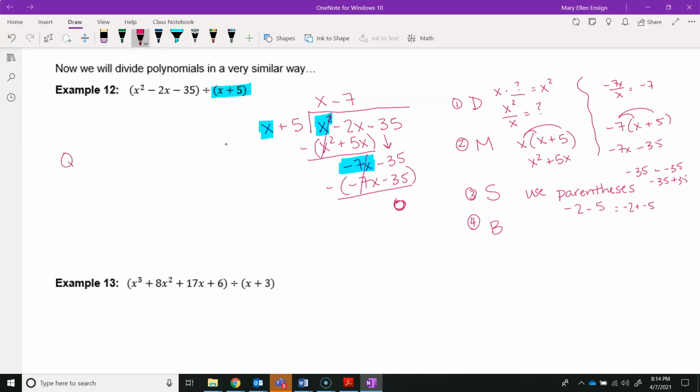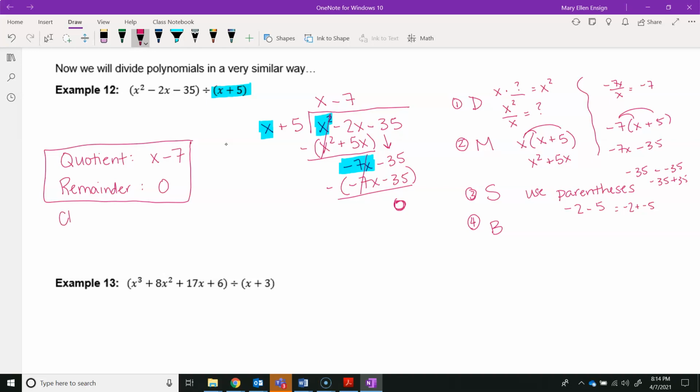So my quotient is x minus 7. My remainder is 0. If my remainder is 0, that means something goes in evenly. So 12 divided by 4 is 3 with a remainder of 0. 13 divided by 4 would be 3 with a remainder of 1.